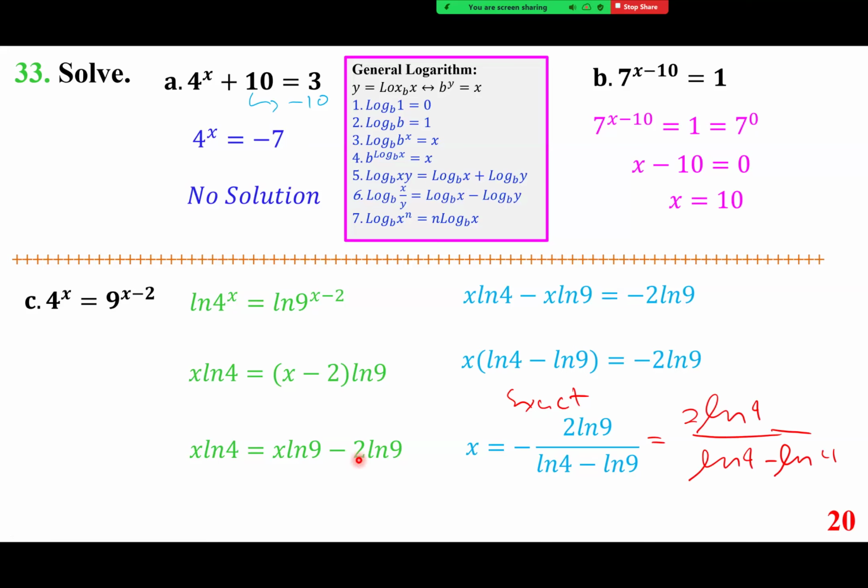If we had moved this differently, for example, this one to the right, this one to the left, it would give us this. Or if you multiply negative by the denominator, you get minus ln 4 plus ln 9. Also, over here, if we used log, all of this would be log, and the ratio would be the same. So 2 log 9 over log 4 minus log 9 with a negative alpha.